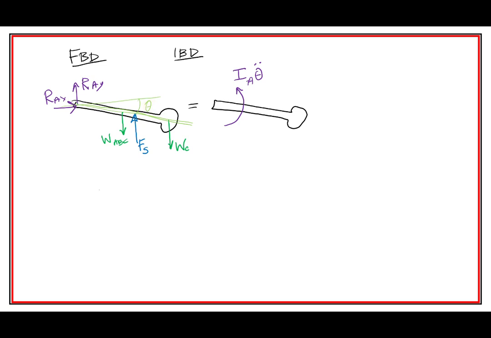So the sum of the moments about A is equal to I_A theta double dot. Did I find I anywhere? That's a good question. I do know I, but where did I calculate it?